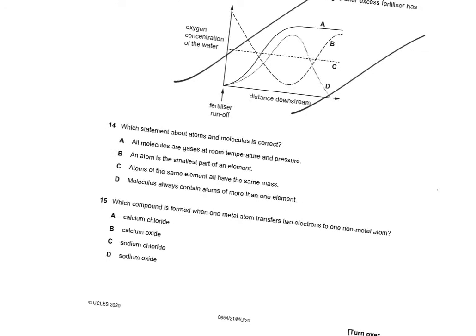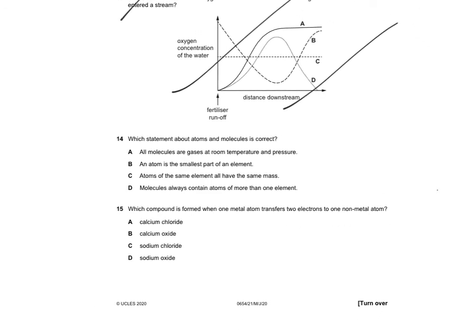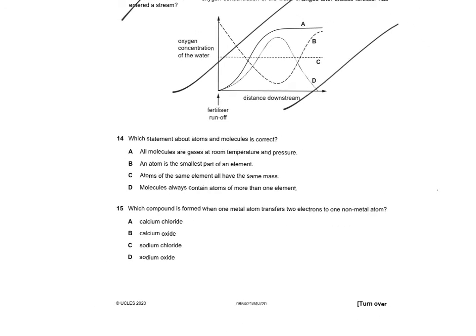Okay, so we're going to go through the extended paper and we're just going to go through the chemistry questions. So we're going to start off with question 14. What statement about atoms and molecules is correct? They are all gas at room temperature. Well, no, because only the top right hand corner are gases at room temperature.